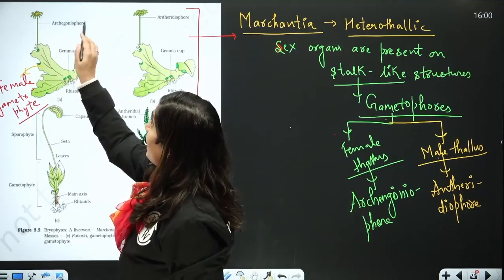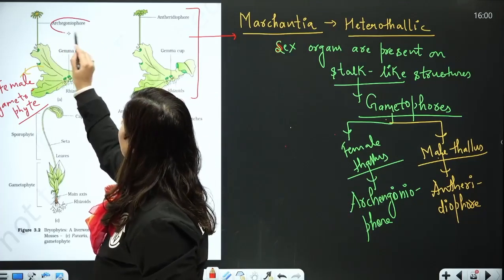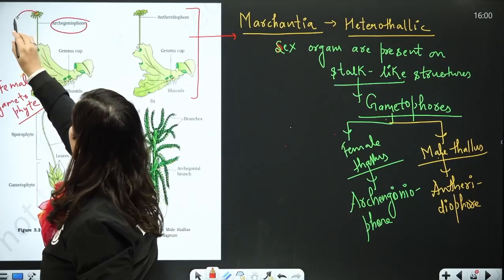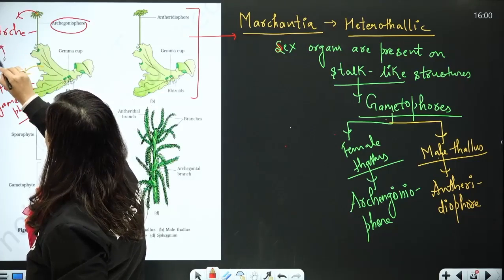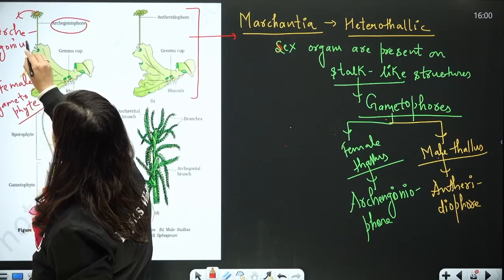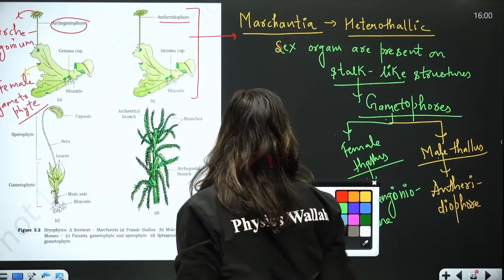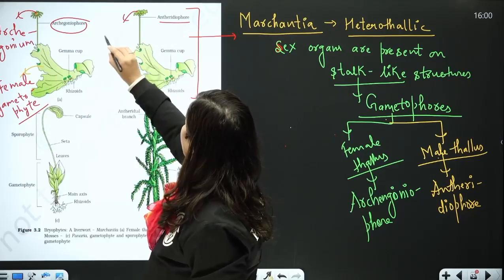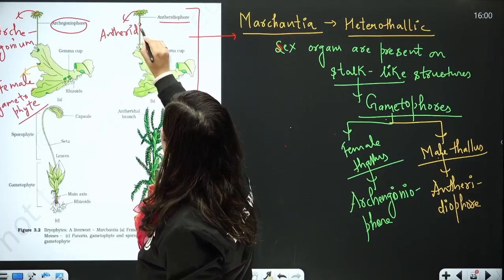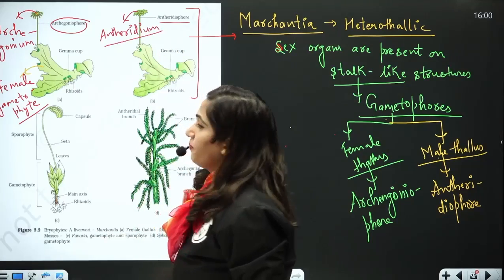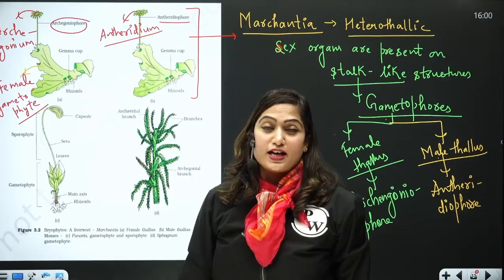So this is archegoniophore. You can see in your NCERT, this is archegoniophore, the stalk, and at the top of the stalk, the sex organ archegonium is present. Likewise here, the stalk is antheridiophore, and at the top of it, the sex organ antheridium is present. So these are some special points for Marchantia. And one more special point about Marchantia is that the thallus, that gametophyte, has gemma cups inside which gemmae are formed.